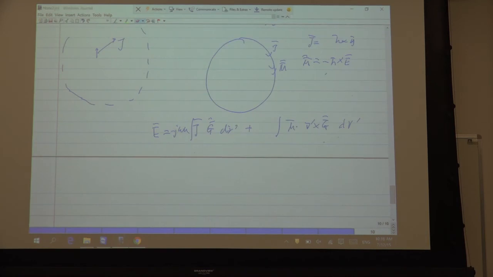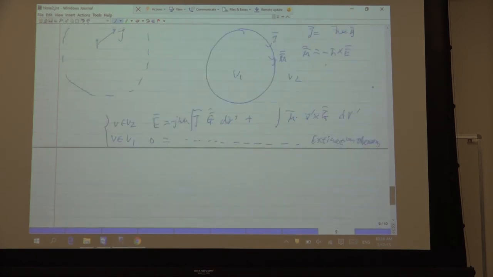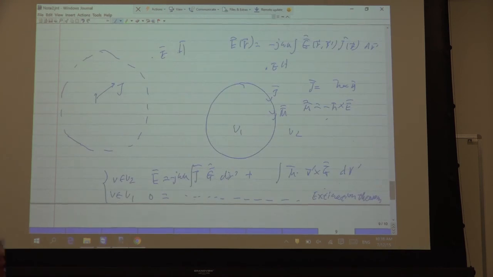This is called the equivalent principle. This equivalent current can produce the total field. This is V2, this is V1. If V belongs to V2, we get the total field. If V belongs to V1, we get zero field. This is called the extinction process, the extinction theorem. I use this method to solve image problems. So this is very important for LED.